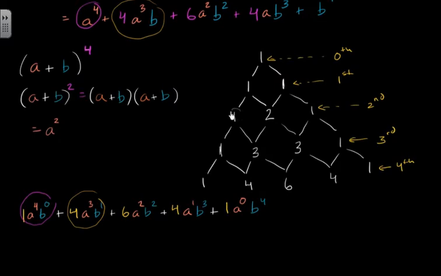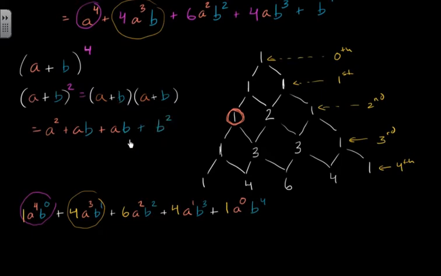There's only one way of getting an a squared term. Then you're going to have plus a times b. And then you're going to have plus this b times that a, so that's going to be another a times b, plus b times b, which is b squared.